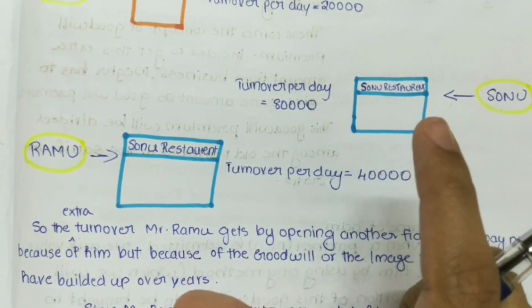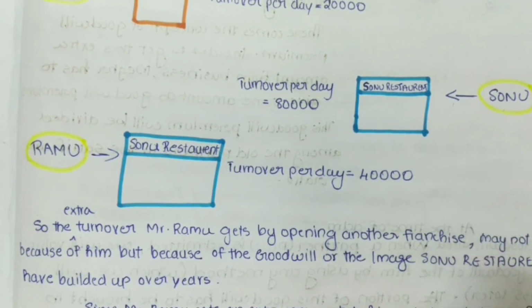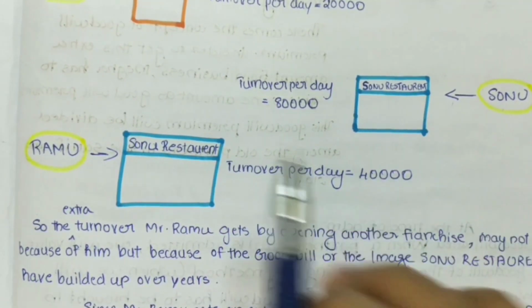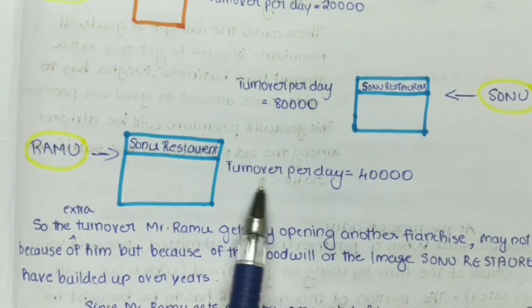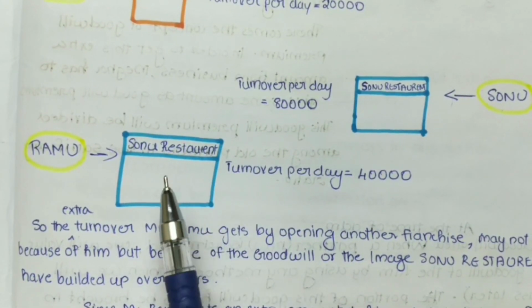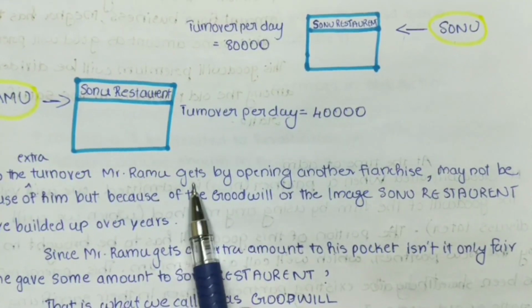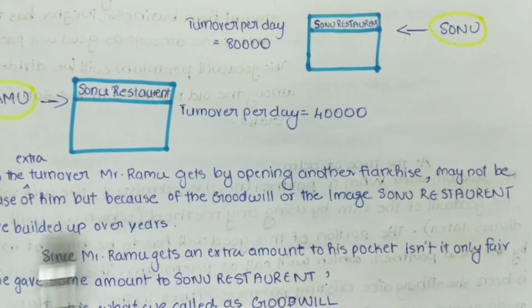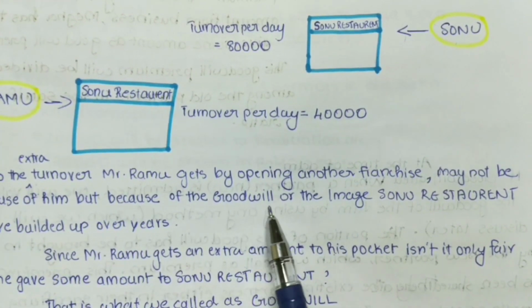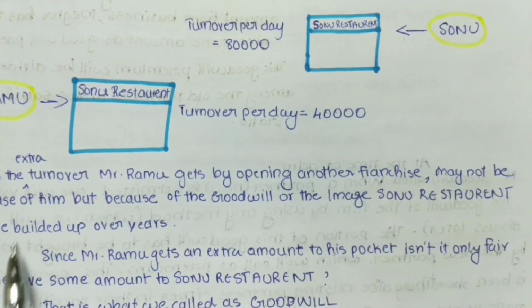So what is the benefit to Sonu? There is no benefit, right? So in order to get a benefit, Sonu should have some kind of compensation. So Ramu has to give an amount to Sonu as goodwill premium. The turnover Mr. Ramu gets by opening another franchise may not be because of him, but because of the goodwill or the image Sonu restaurant has built up over years.